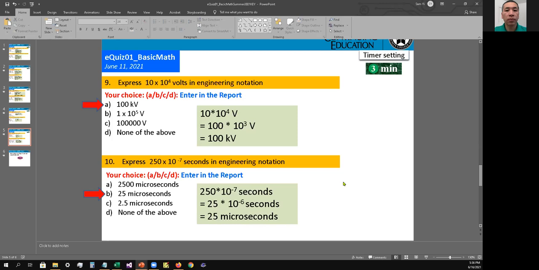I was just going to comment that I didn't realize that simply saying 25 microseconds was considered engineering notation. I thought it had to be written out as 25 times 10 to the negative 6th. No, it's the same value. Correct. I thought it had to be written out specifically that way for it to be considered engineering notation.